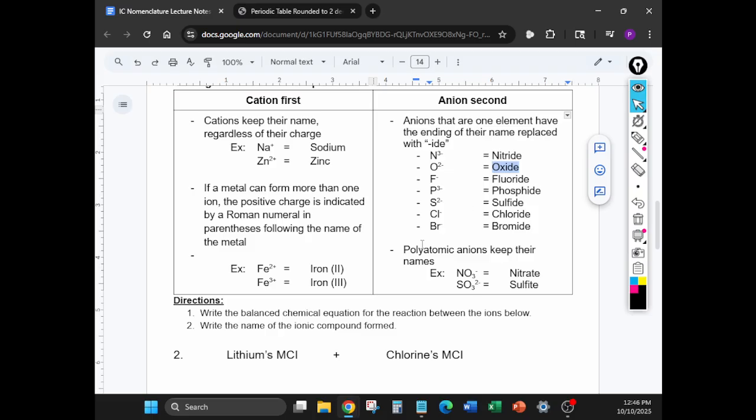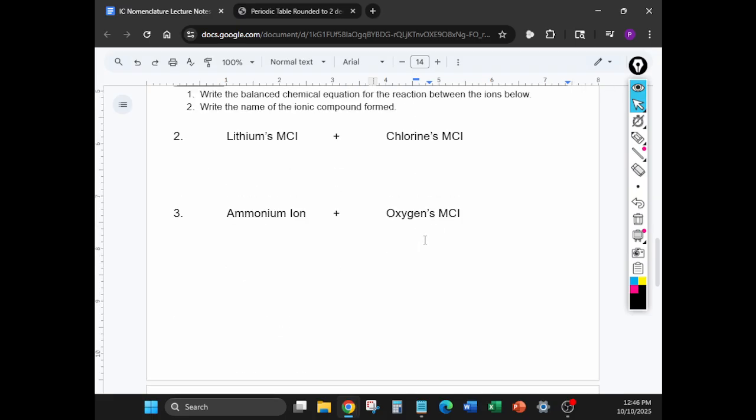All right, let's have you try 2 and 3 on your own. You'll have to use the periodic table and your polyatomic chart. Write the formula and see if you can get the name as well. I'll give you about 3-4 minutes to do that, and then we'll go over them, and then I'll teach you the last rule, and then we'll be done.